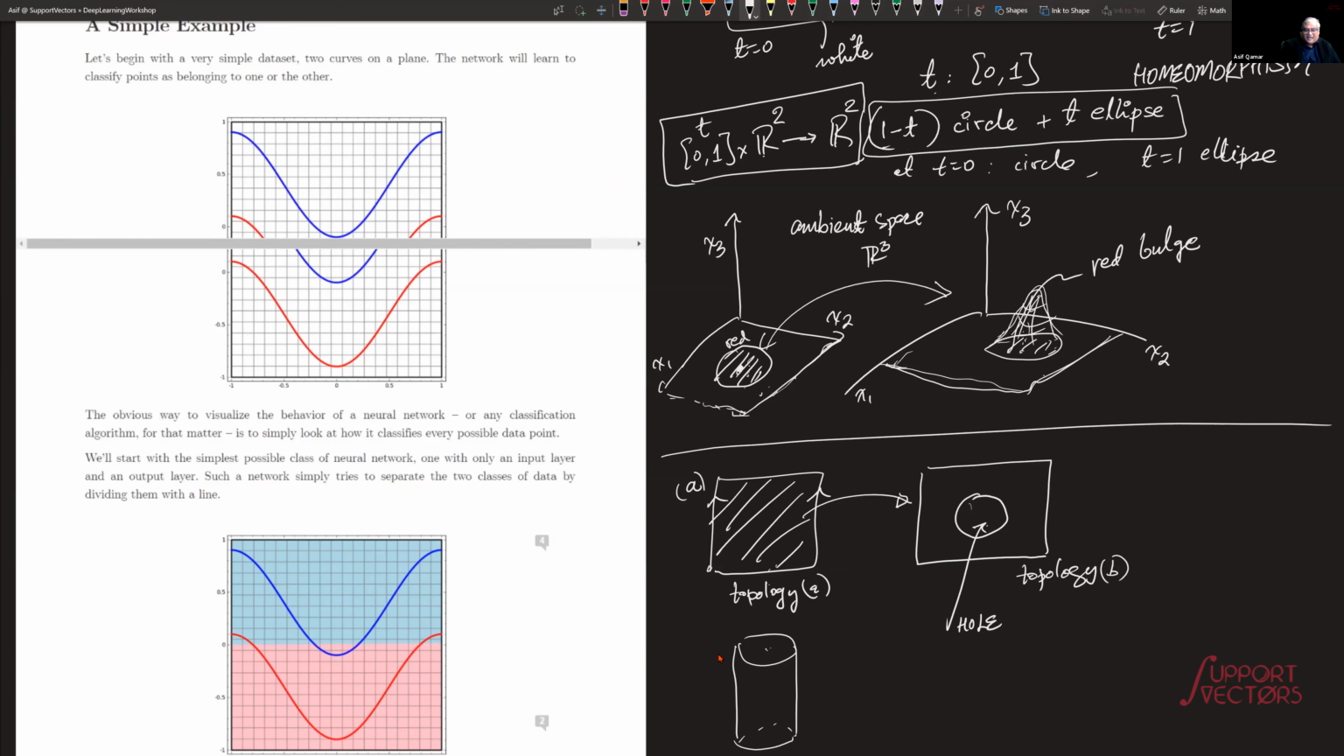Right. Now comes the funny thing. So you say that these two are equivalent, more or less, right? Even though this has been maybe stretched, maybe bent, and so on. But this is not equivalent to this guy. They have different topologies, right?